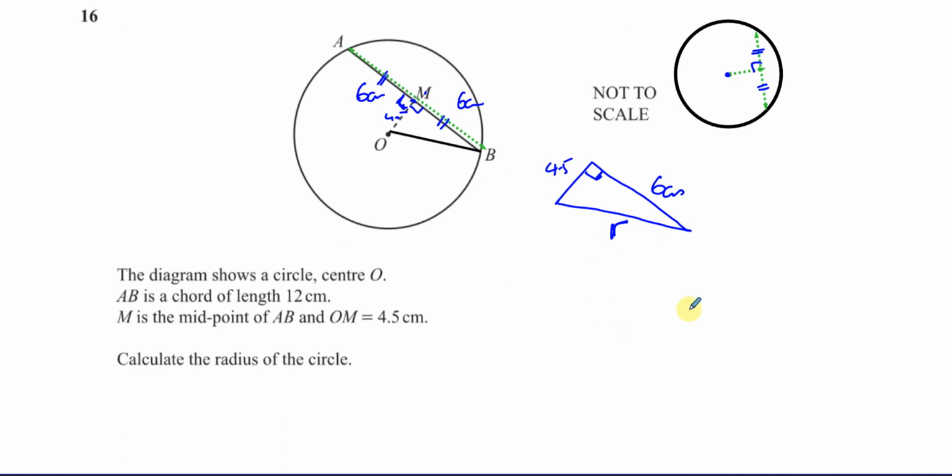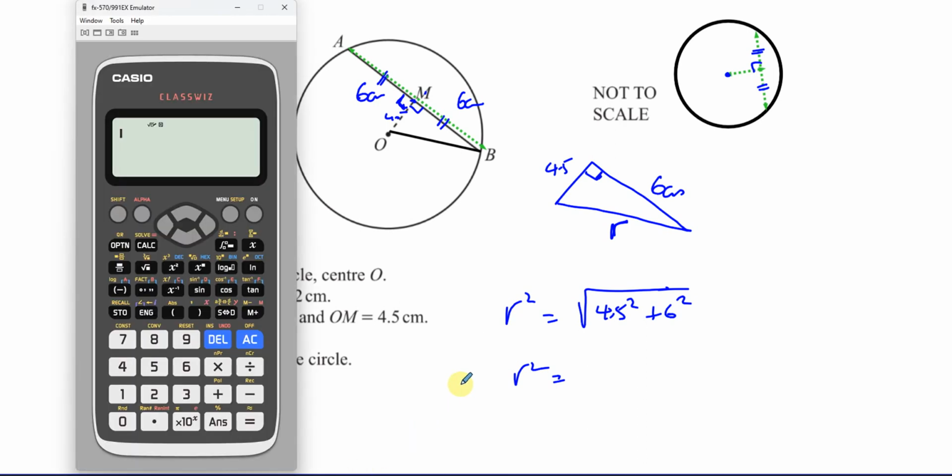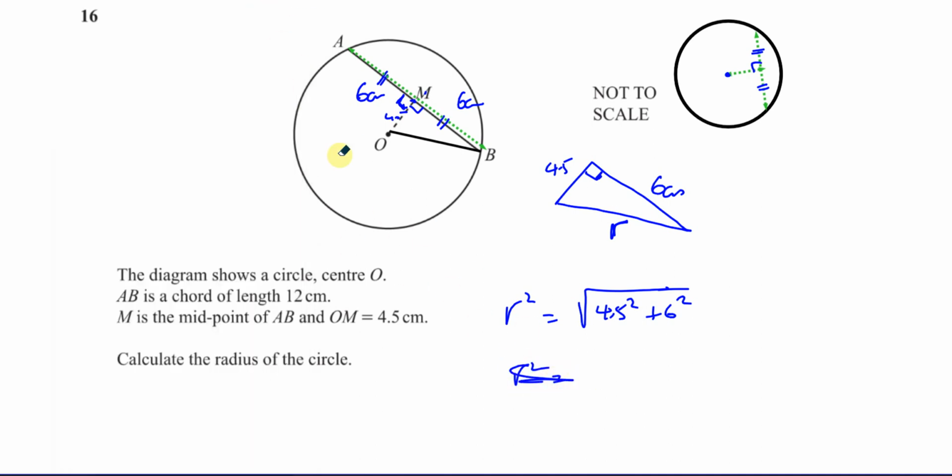And so we can use Pythagoras' theorem because we have a right angle triangle. We can say r squared is equal to the sum of the squares of the two shorter sides, as r is the hypotenuse. So r squared equals 4.5 squared plus 6 squared, and we can just stick that in the calculator, the square root of 4.5 squared plus 6 squared. That gives us 15 over 2, 7.5. So r equals 7.5 centimeters, and there's the answer to that question.